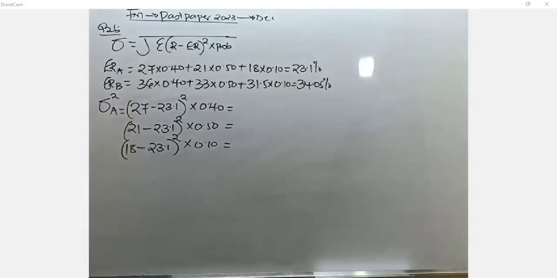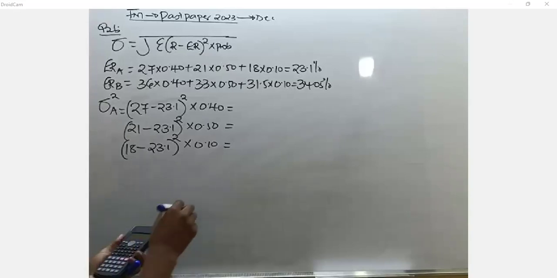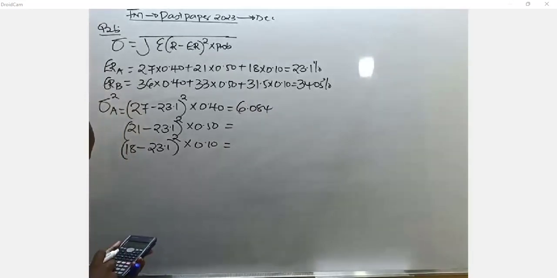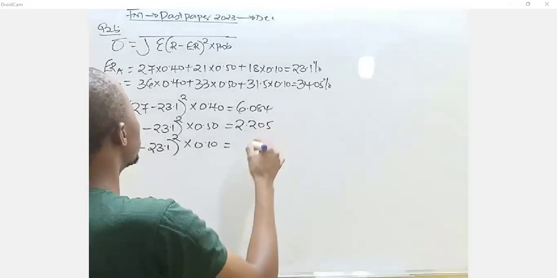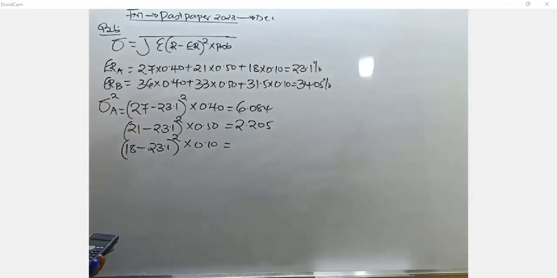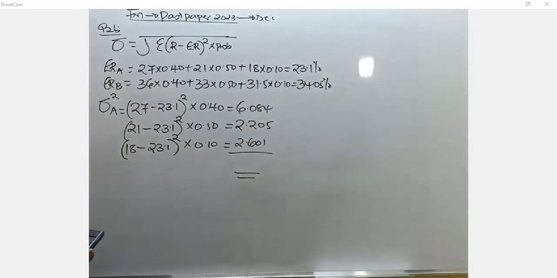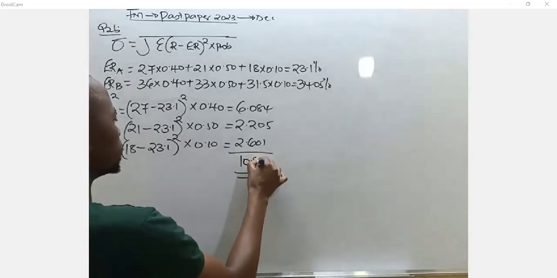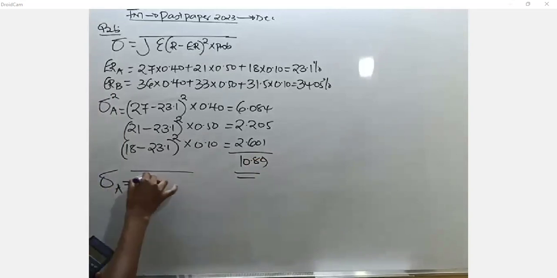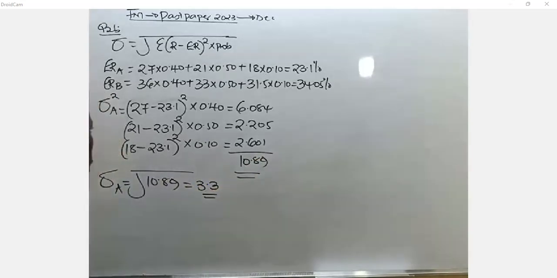Very simple. So when you take your calculator here, you just need to say 27 minus 23.1 squared, we multiply by 0.40, getting 6.084. The other one would be 21 minus 23.1 squared, we multiply by 0.50, we are getting 2.205. Then the last one would be 18 minus 23.1 squared. Then you multiply by 0.10, getting 2.601. So what is the total here? The total will be 6.084 plus 2.205 plus 2.601, getting 10.89. So to get the standard deviation of A, I have to take the root of 10.89. So the root of my answer, getting 3.3. That is the standard deviation of security A.